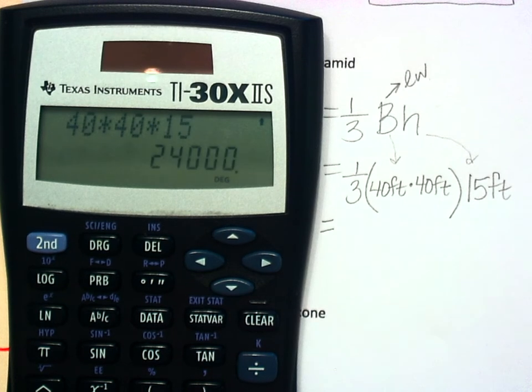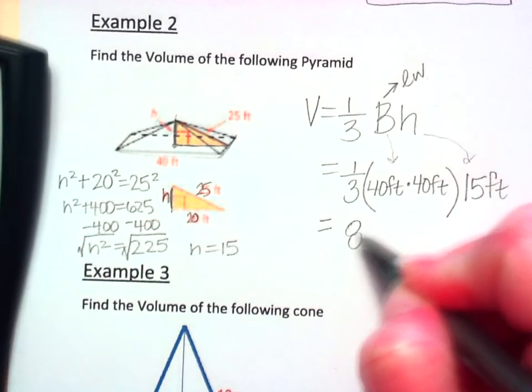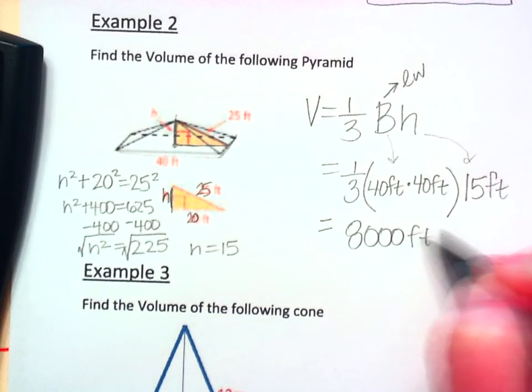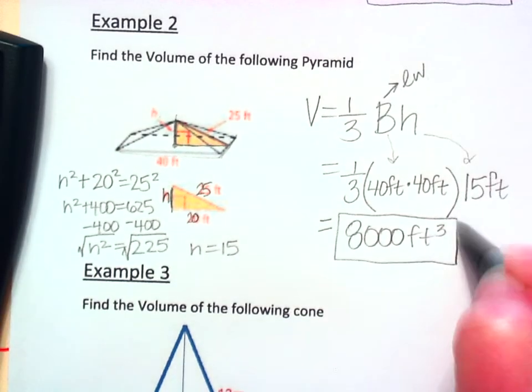Hit enter. And then we need to divide by 3. And we get 8,000 feet cubed. Okay?